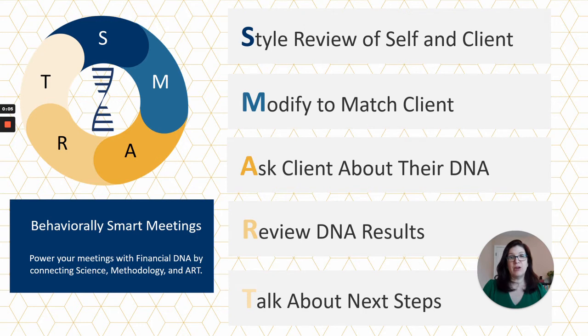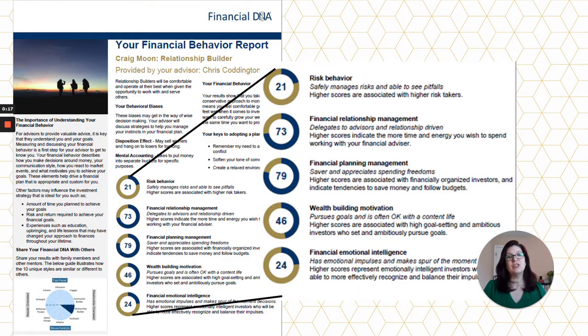Today we're going to talk about how to talk to clients. This is the art of the conversation where you ask clients about their DNA, review their results with them, and then talk about next steps in your planning process. So here we're going to look at these 5 dial scores. You've got scores related to risk, financial relationship, planning management, financial planning, wealth building motivation, and financial emotional intelligence.